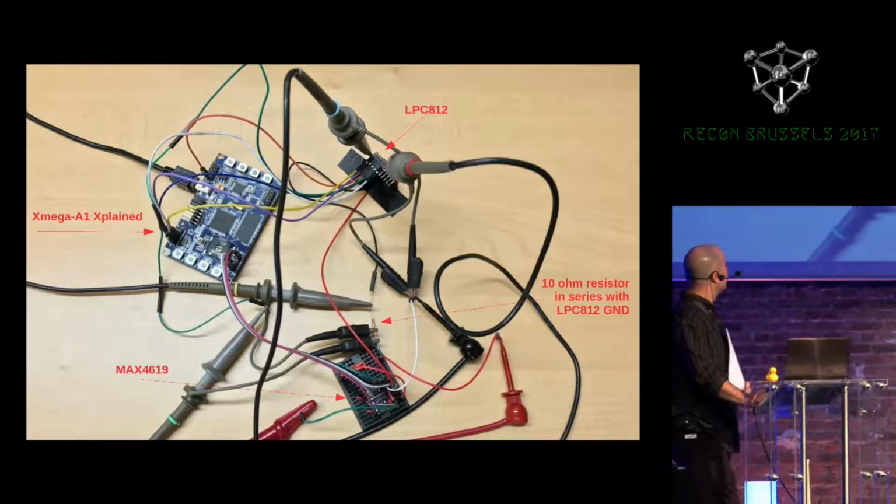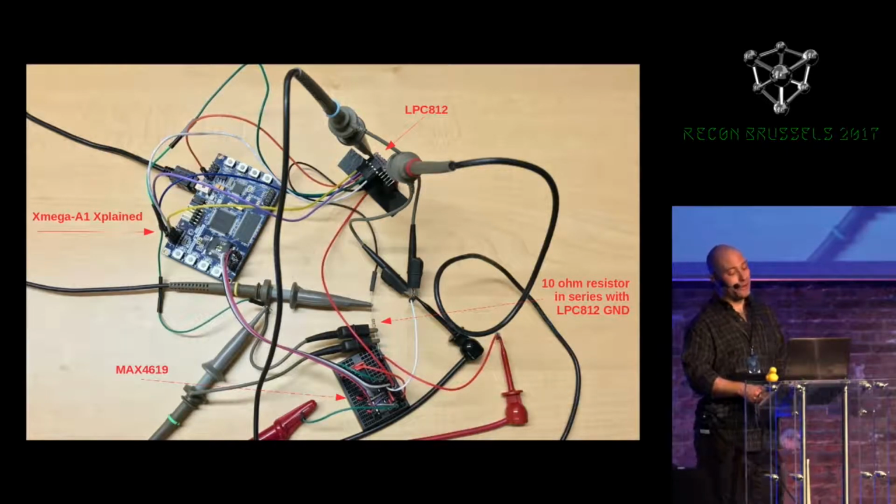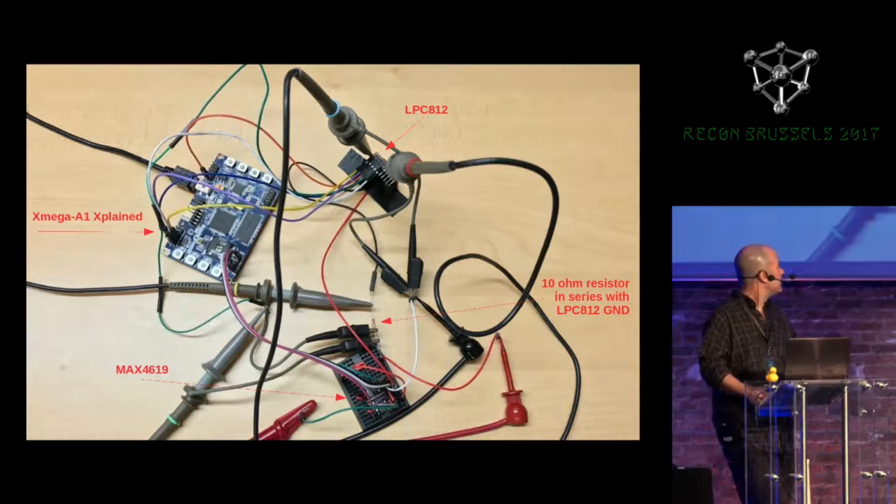So here I have everything labeled. The blue development board is an XMega A1 Xplained board. This has an Atmel XMega chip, which is an AVR that runs at 32 megahertz. Then below that, on the black breadboard, I have the MAX 4619 glitcher circuit. You can see that I have a 10 ohm resistor that I put in series with the ground going to the LPC 812. That's how I'm doing the power analysis. So I simply put that in series with ground, and I connect the oscilloscope probe to the side of the resistor that the LPC chip is connected to, and that's going to be my power analysis signal. And then at the top right, you can see that there's the LPC 812 that I've mounted on a breadboard for testing.